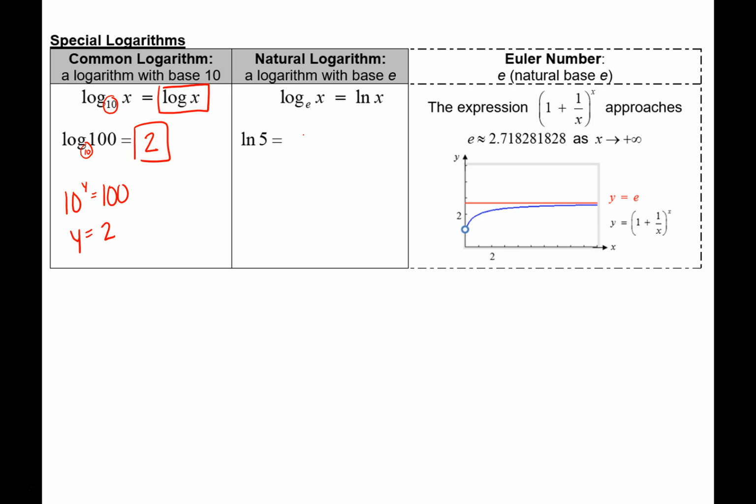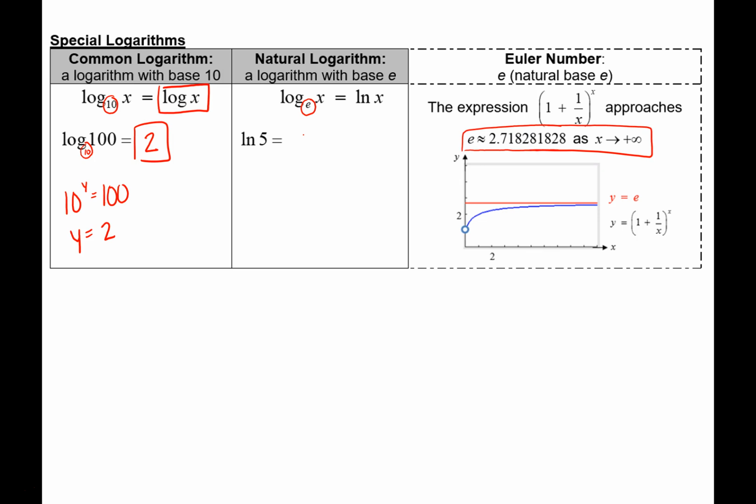Okay, the next type of special logarithm that we're going to have is called a natural logarithm. The base number for this special logarithm is base e. E is kind of like pi. It's a special number that comes up a lot in different mathematical endeavors. It's approximately equal to, generally we round this to 2.72, the same way we do 3.14 for pi. It's this number that the expression 1 plus 1 over x, raised to the x, approximates, or gets really close to as x gets larger.